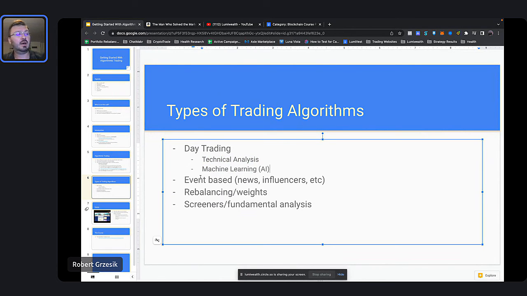Like, for example, event-based. Sorry, my camera is doing something a little funny here. So I can fix my camera.